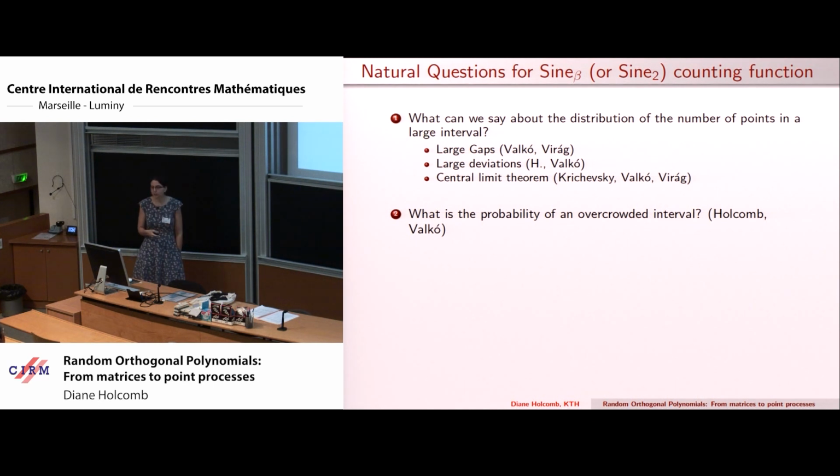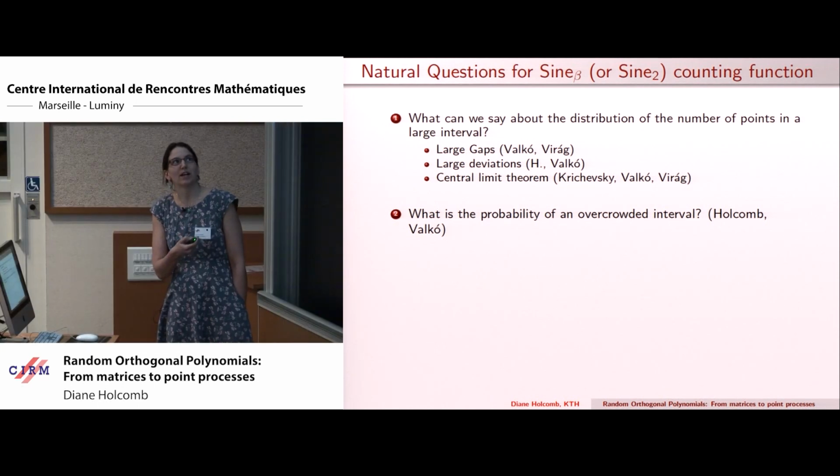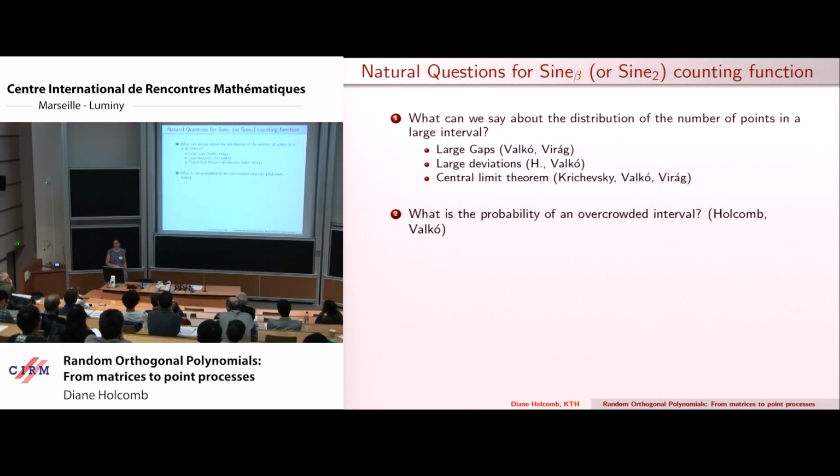Another one is basically any question involving a lot of points, right? Because that's when the analysis gets hard for the determinants. Anytime you have a ton of points, the analysis gets hard. So what is the asymptotic probability of seeing k points in a finite interval if you take k to infinity? We can also address that.